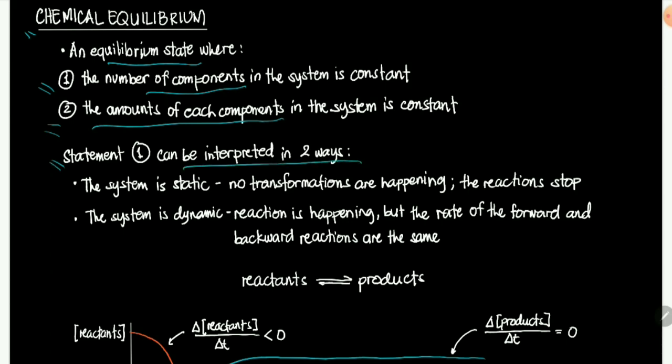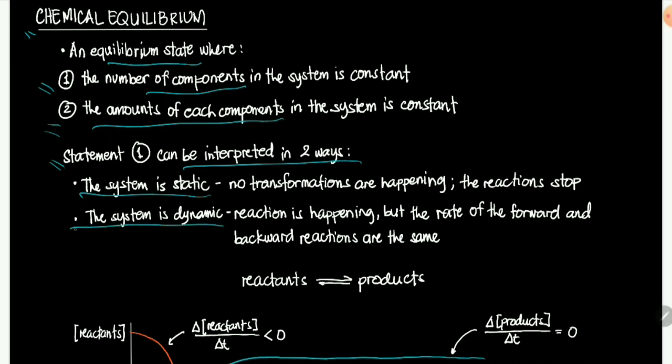So if the system is at equilibrium, pwede nating i-interpret na static yung system, wala nang reaction na nangyayari. So, wala nang processes na nangyayari na kahit hindi natin napapansin, okay, we are assuming that the system is static. Okay? Walang natatransform into reactants, wala rin natatransform into products. So, the reaction basically stops.